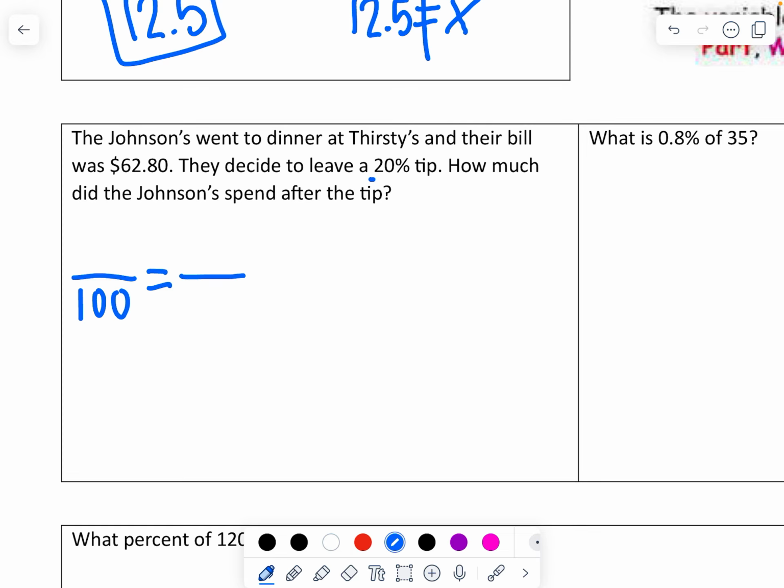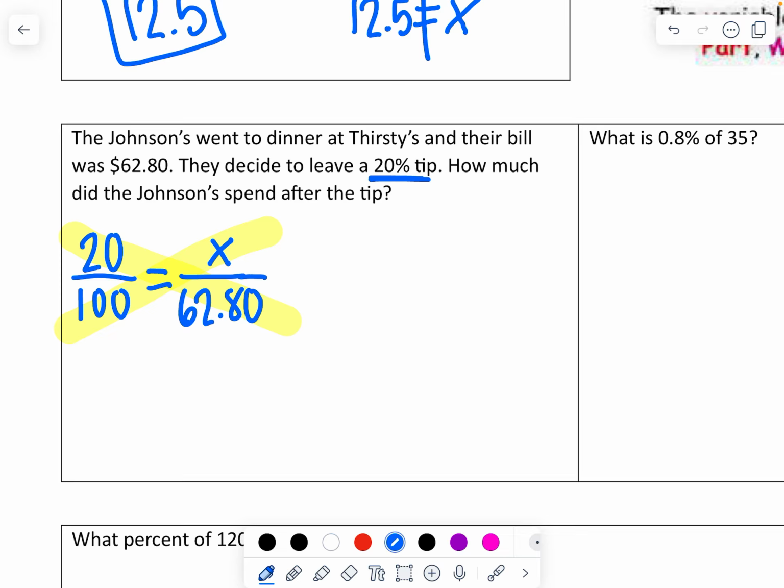Now I can see right away that it gives us a percent. So that's going to go above the 100. When you think of the whole, I want you to think of the total, okay? Anytime it gives you a total, that is going to be the whole. So it gave us the total. Their bill was $62.80, so that's the whole, because we're trying to find 20% of that. Usually the tip is not as much as the actual bill is. So we're trying to find the tip, which is the part. We're trying to find 20% of $62.80.